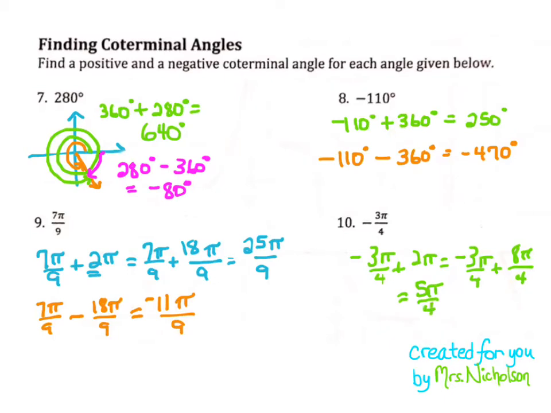Sorry, my 4 is a little hard to read there. There we go. And finally, negative 3 pi over 4 minus 8 pi over 4. I get negative 11 pi over 4.